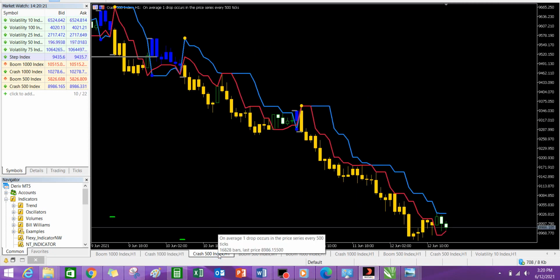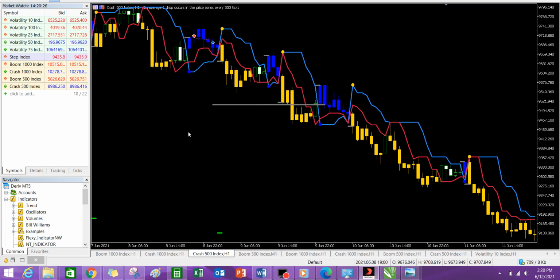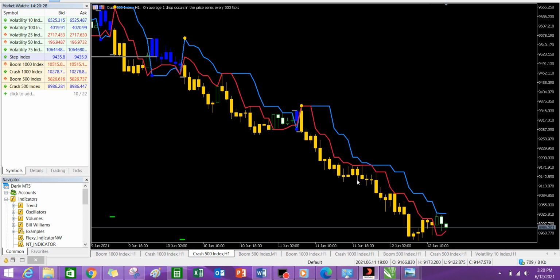Let's check out Crash 500. For Crash 500, I'm using the NC indicator. When the candles are yellow, it shows that the market is on downtrend. When they are blue, it shows that the market is on uptrend around there. I'm also using 1 hour time frame.